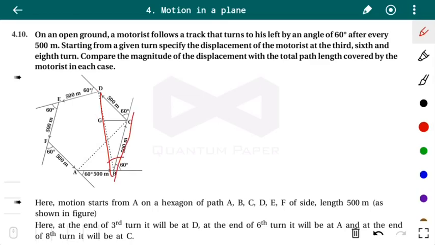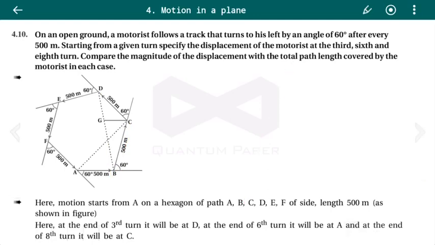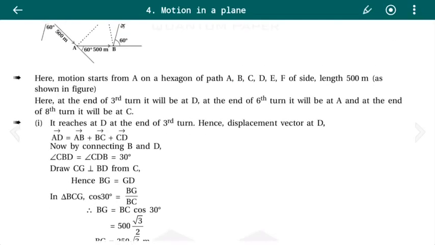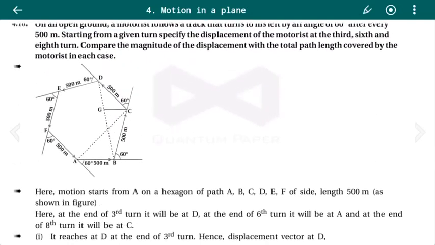Angle CBD is 30 degrees because this whole angle is 90 degrees. This angle is 60 degrees, so the remaining is 30 degrees. So angle CBD is equal to angle CDB, which is equal to 30 degrees.